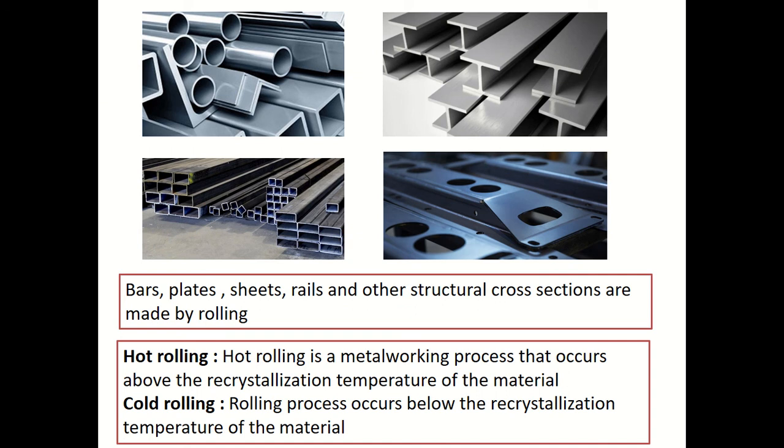By using this rolling process, you can see the different pictures I have included in this slide. The different cross sections which I can fabricate using a rolling process are displayed in the slide, like bars. You can see plates, sheets, rail type cross sections, and other structural cross sections. All these types of cross sections can be shaped or formed using a rolling process.